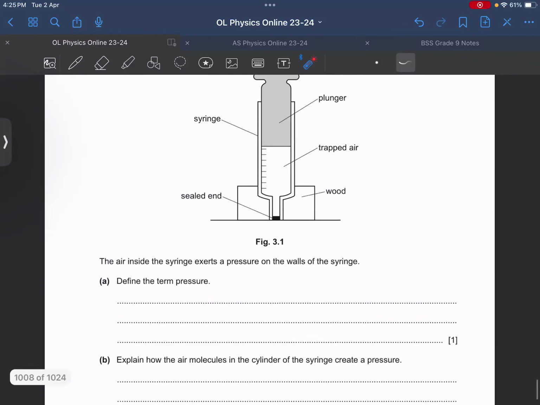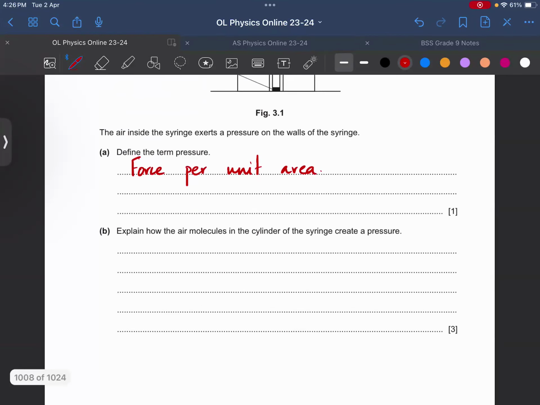Define the term pressure. First one, pretty easy. Force divide by area कहते हैं, force per unit area कहते हैं. Both of these are correct. ये चीज मैंने आप लोगों को लिखवाई हुई है in very detail when we talked about KMM at first.